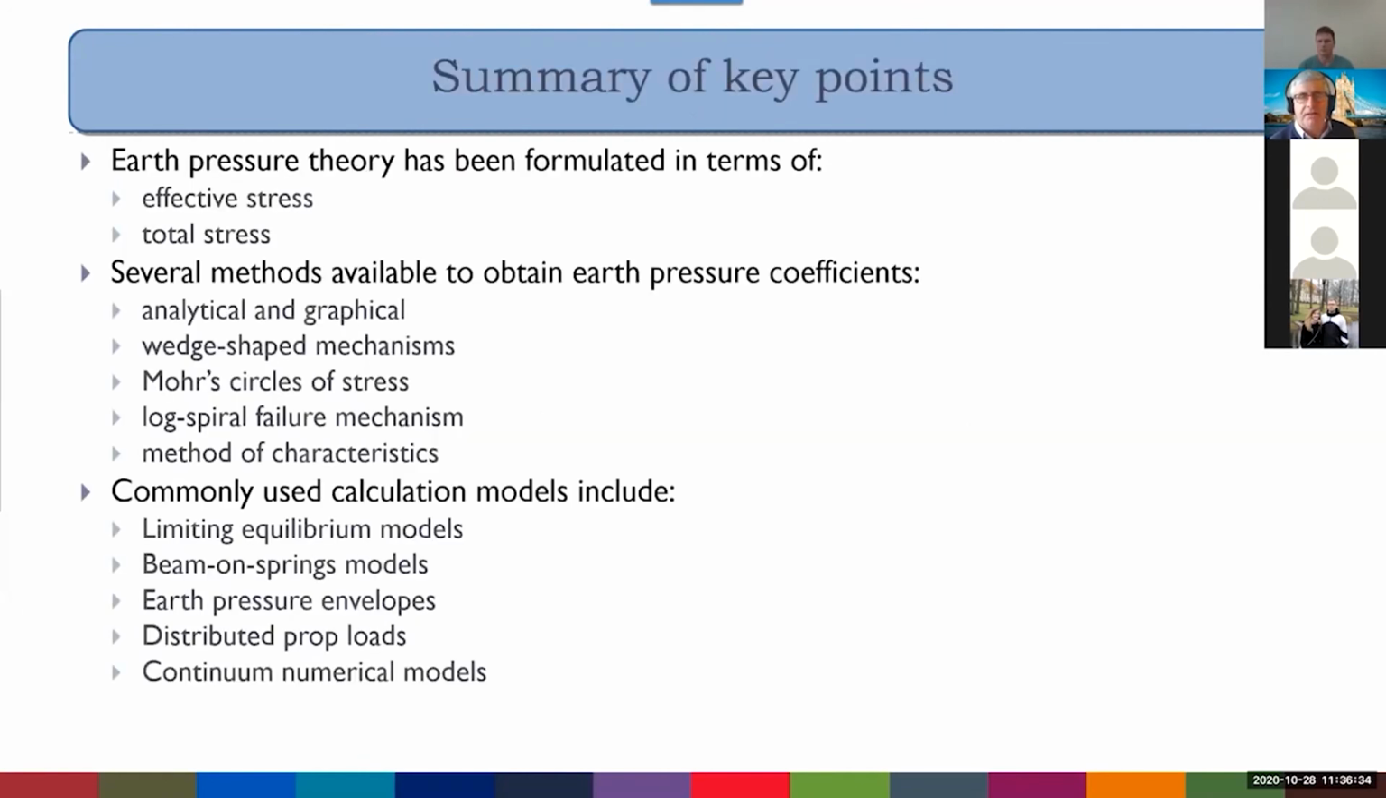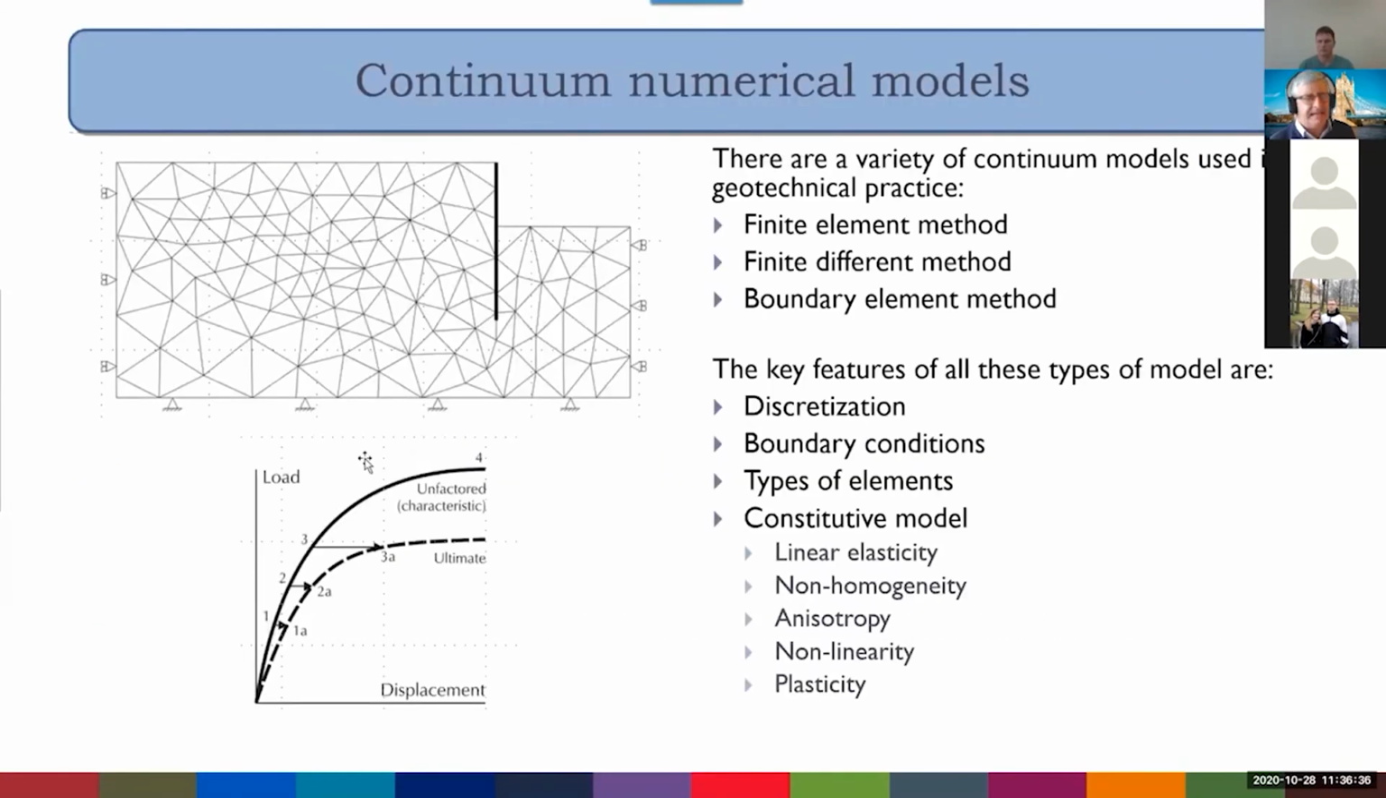I'm not sure if my diagram showed that. Yes, it did. Bottom left diagram. The top curve is the unfactored characteristic calculation. That's the best estimate of load versus displacement. I save the calculation at points 1, 2, 3, and even 4. I go back to them and restart the calculation with different parameters for the soil, with the partial factors applied.